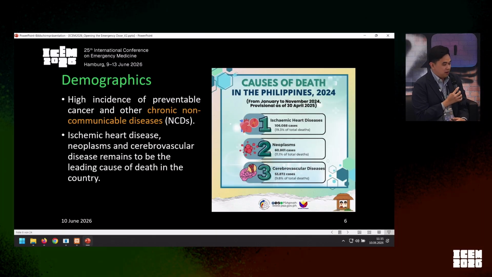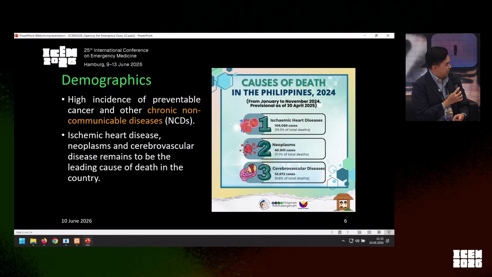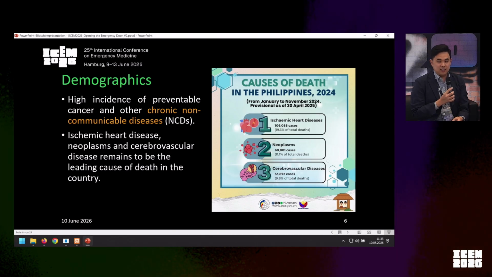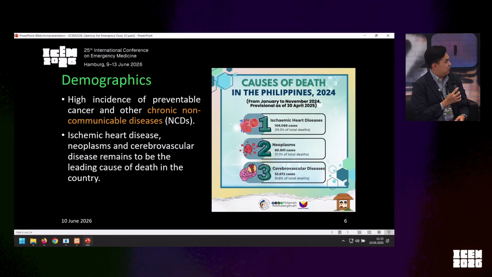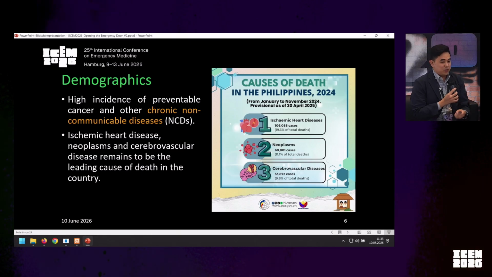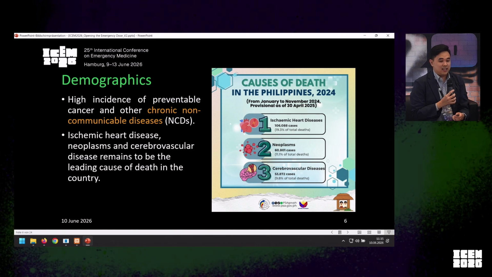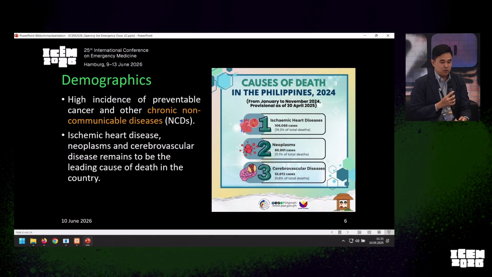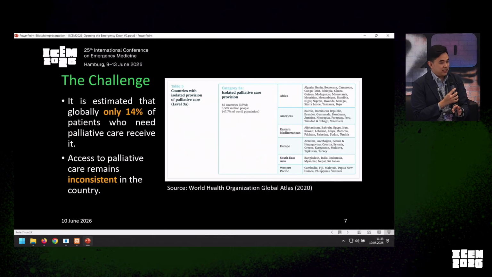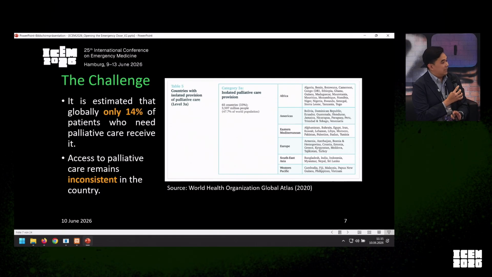In our country, our top 3 causes of death are still ischemic heart disease, neoplasms, and cerebrovascular diseases, which are all actually very screenable, preventable diseases. But still, this gives such a lot of agony, especially to those from the low and low middle income countries.